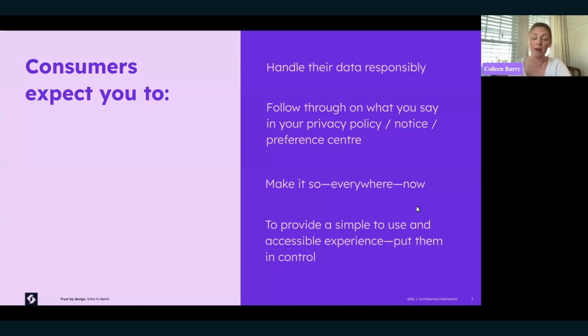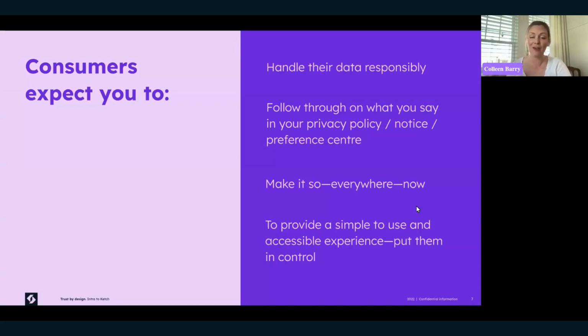So when a consumer makes that privacy choice on your website, are you making it so throughout your data ecosystem, including not just internal systems, but external and third-party partners? And then lastly, speaking of keeping consumers at the heart of this and central to it, we want to make sure that we're providing a simple to use and accessible experience, putting them in control. So that means using understandable language, right? Keeping it to an 8th grade level, using things that consumers can easily understand and answer questions to.